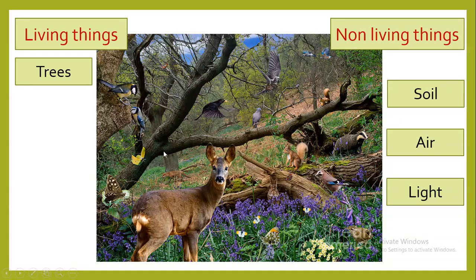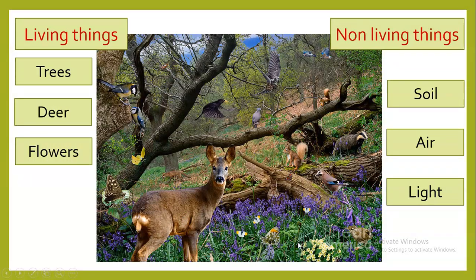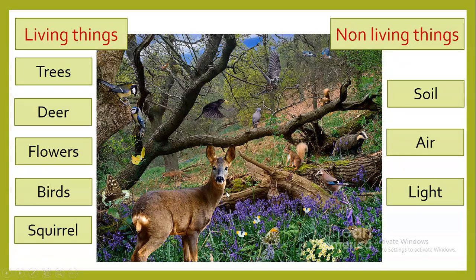We have trees, flowers, birds, deer, butterflies. Oh, this is a rabbit. Butterfly, squirrel. So, in a woodland habitat, there are living and non-living things. Non-living things like soil, rocks, air, sunlight. Living things like trees, deer, flowers, birds, squirrel, bushes, ferns.